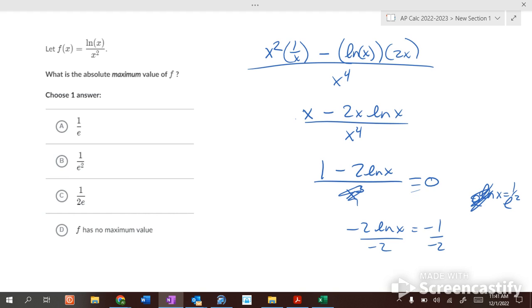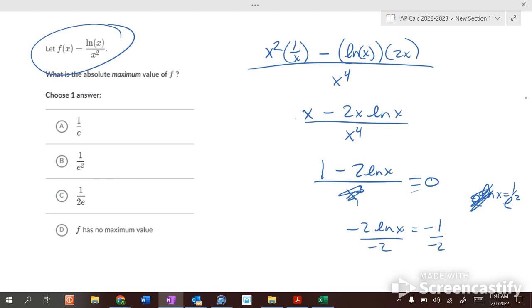E cancels out natural logs. Remember that from Algebra 2? You're supposed to remember that. E and natural logs are inverse functions. So e cancels out natural logs, so you have e to the 1/2 power. That's the critical number, okay? So if we put that critical number into the original function, because we only have one critical number, so it's either a max or a min.